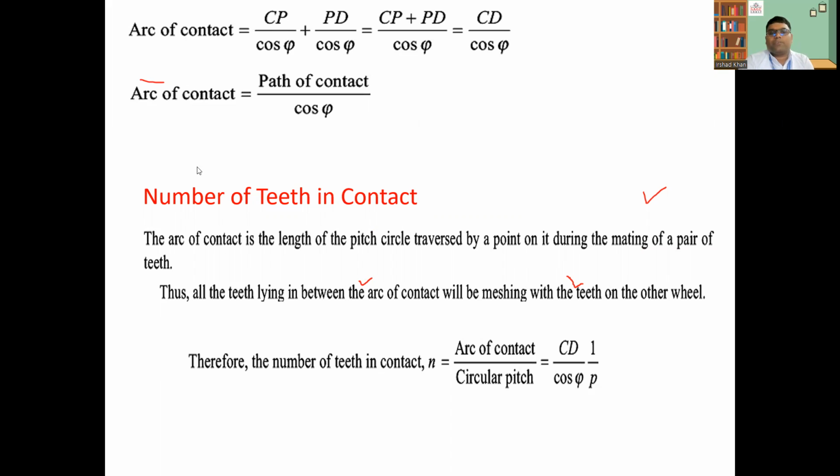So this is the relation for the arc of contact, and we can also calculate the number of teeth in contact by using this relation: the arc of contact upon circular pitch. So this is the relation. If sometime a question comes to calculate the number of teeth in contact, we can use this relation.